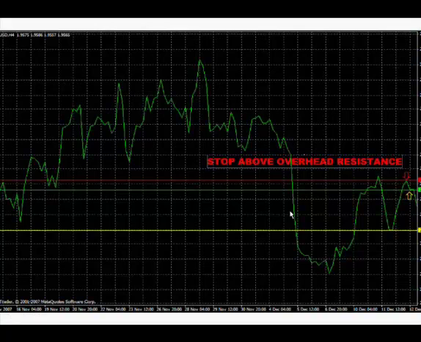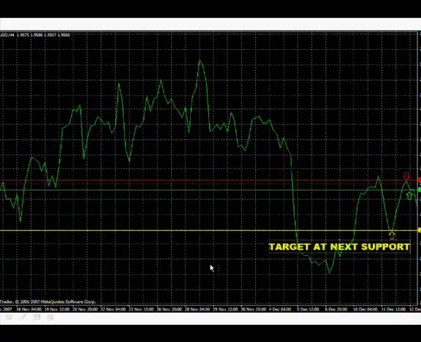And this is how you determine where you want to place your stops and where you want to place your profit target. If you do nothing else, if you don't even consider pivots, you will be successful, much more successful than you have ever been.